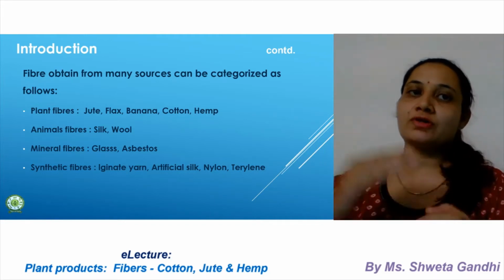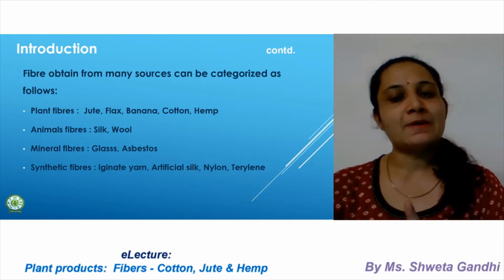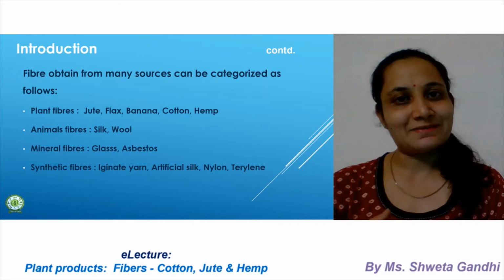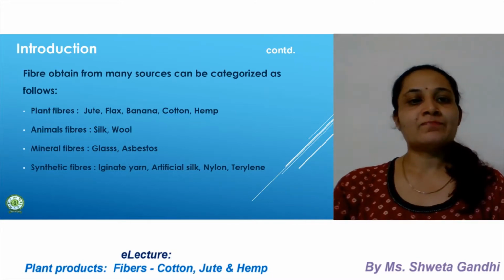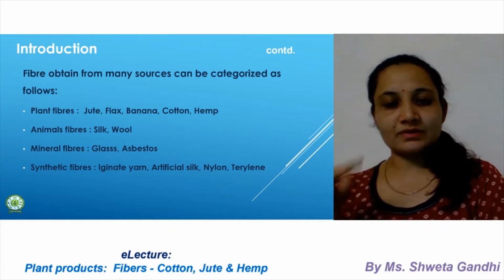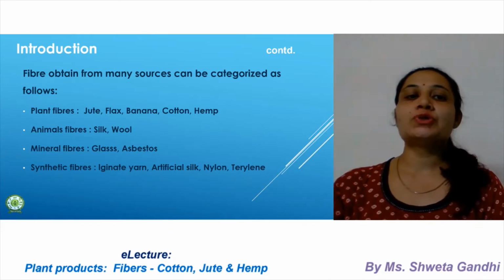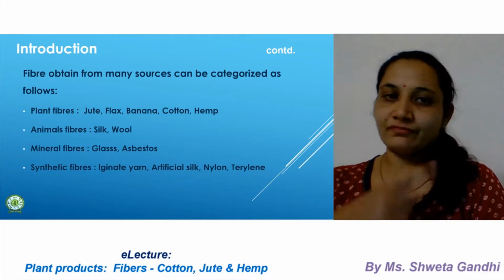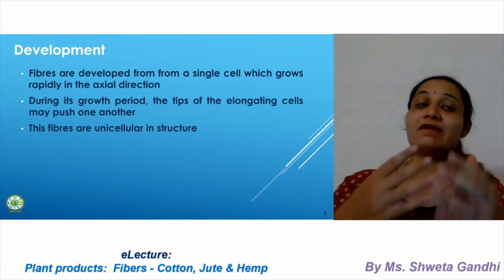But for your knowledge, you should know that fibers are of 4 types: plant fibers, animal fibers, mineral fibers and synthetic fibers. So first, we will elaborate on the plant fibers. And you should know examples of the different types of fibers. How are the fibers developed?